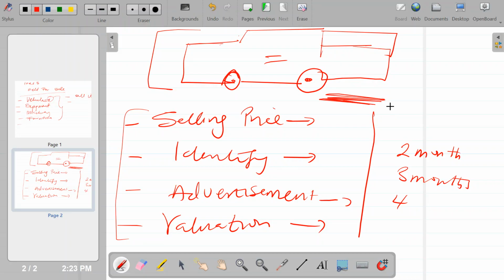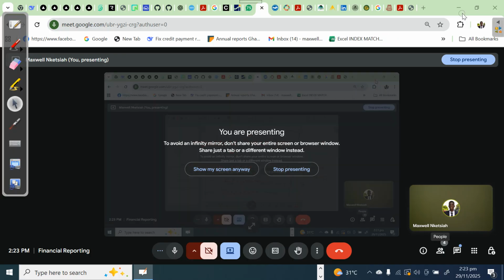Should we treat it as a normal asset, like any of the assets we have, or should we treat it differently? Differently because it has a different purpose. So what do you think? Such an asset, should we treat it just like the other assets we have, or should we treat it differently? Anyone to help us? I think we have to treat it differently. Hello?